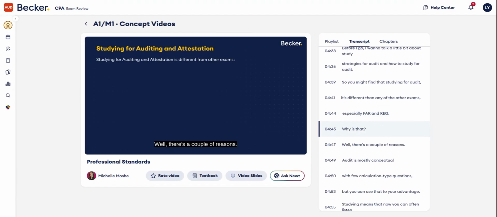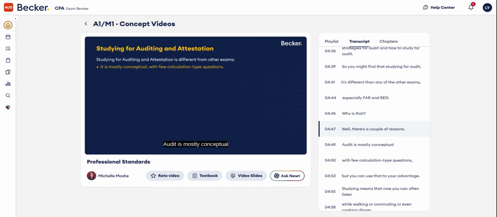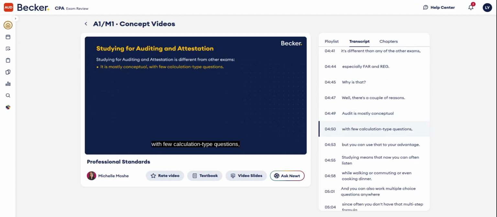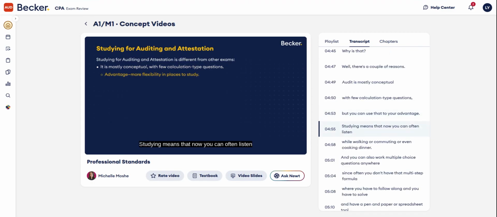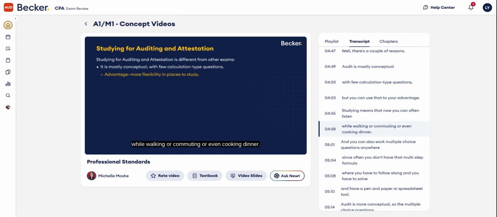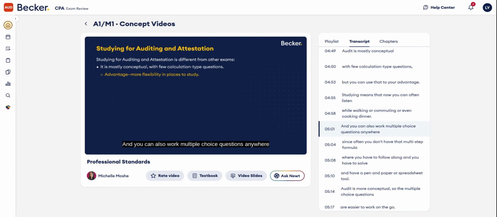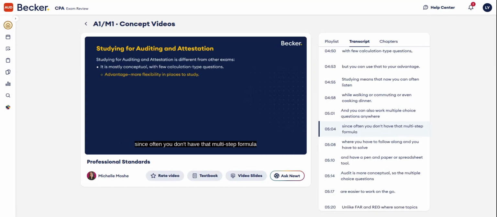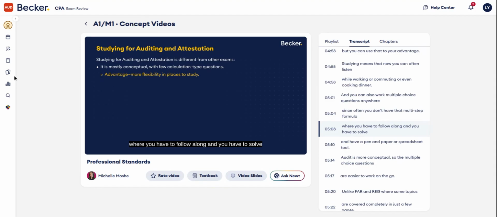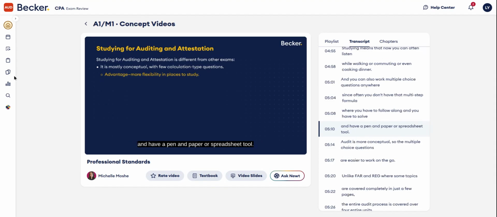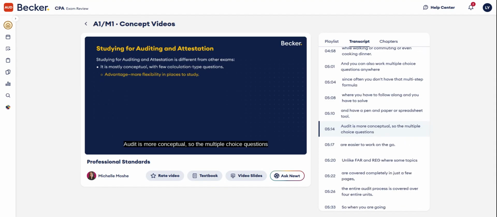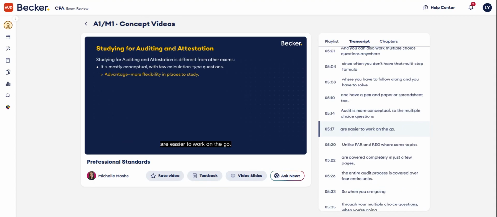Why is that? Well, there's a couple of reasons. Audit is mostly conceptual with few calculation type questions, but you can use that to your advantage. Studying means that now you can often listen while walking or commuting or even cooking dinner. And you can also work multiple choice questions anywhere, since often you don't have that multi-step formula where you have to follow along and you have to solve and have a pen and paper or spreadsheet tool. Audit is more conceptual, so the multiple choice questions are easier to work on the go.